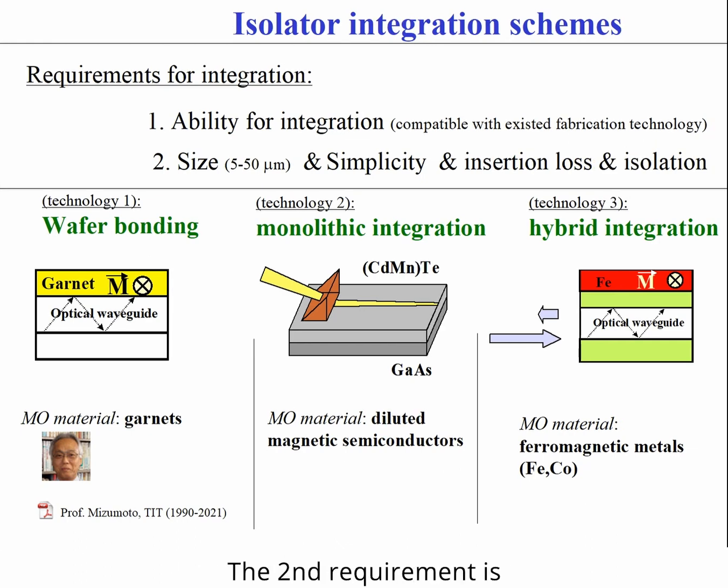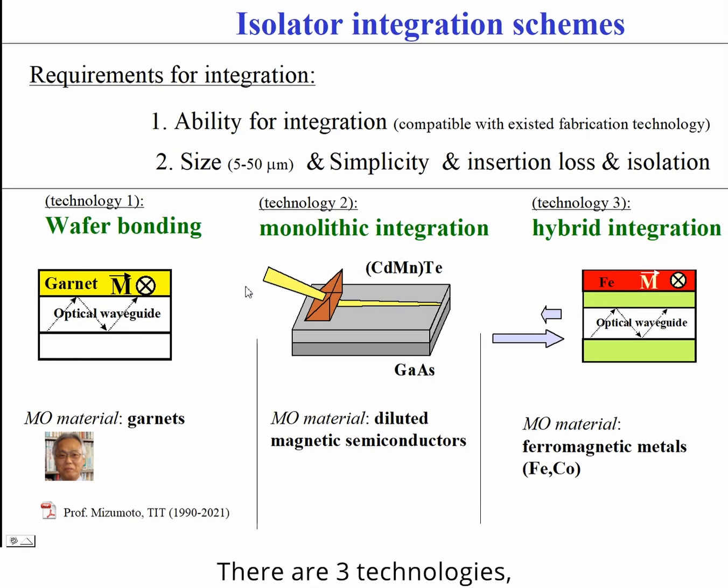The second requirement is the isolator's small size, simplicity, high isolation, and low insertion loss. The isolator is not the main functional element of the photonic circuit. The integrated isolator should show the best performance, but meanwhile it should not disturb the functionality of the photonic circuit, and it should not make the photonic circuit more complex.